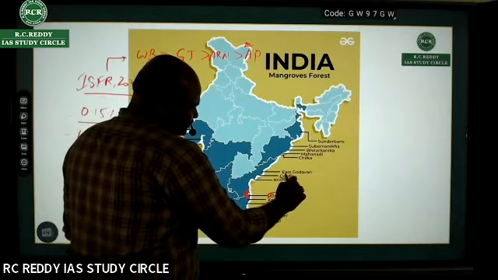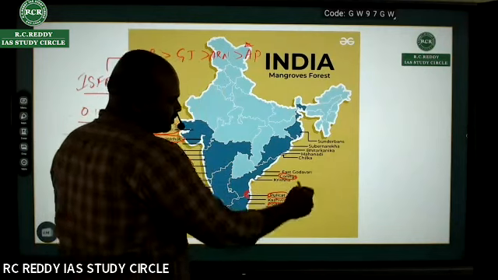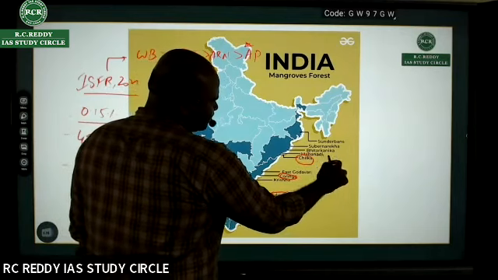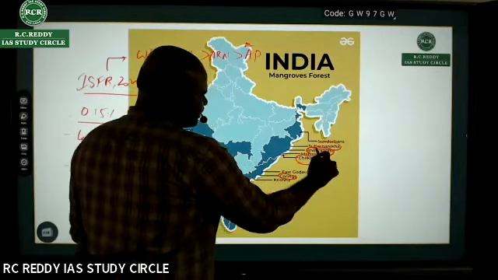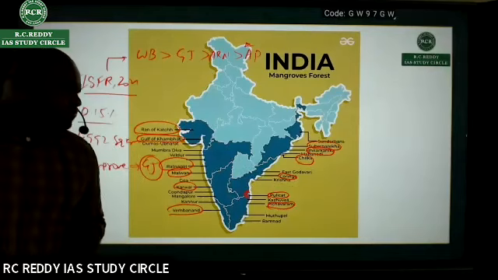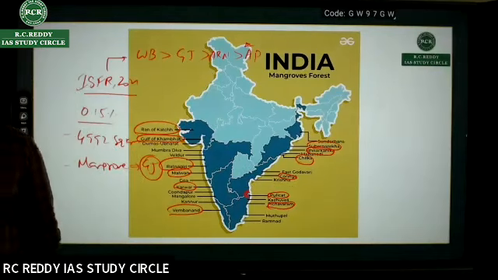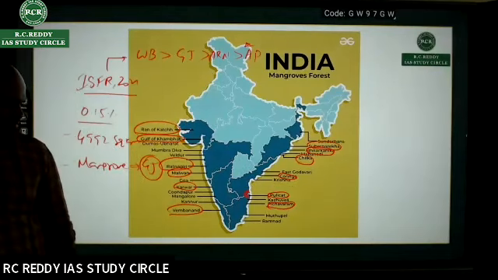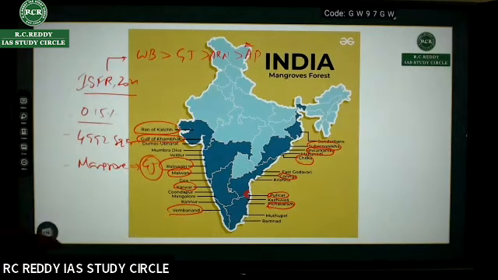Then Coringa, then Chilika, Bhitarkanika, Subarnarekha. Right? We see Subarnarekha, Bhitarkanika, Chilika, Coringa, Pulicat, Pichavaram, Vembanad, Karwar, Malvan, Ratnagiri, Gulf of Khambhat, and Rann of Kutch. Remember this. These are some of the important aspects. Okay. Next.